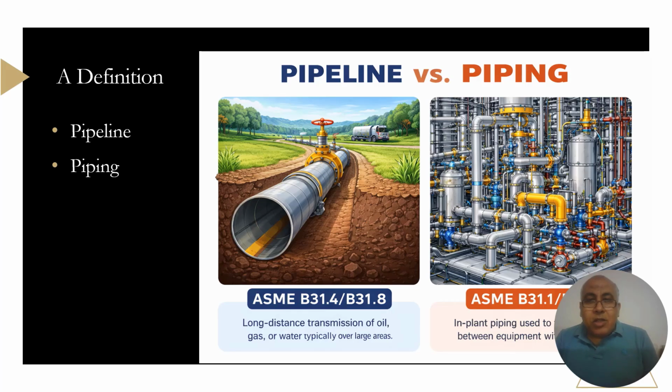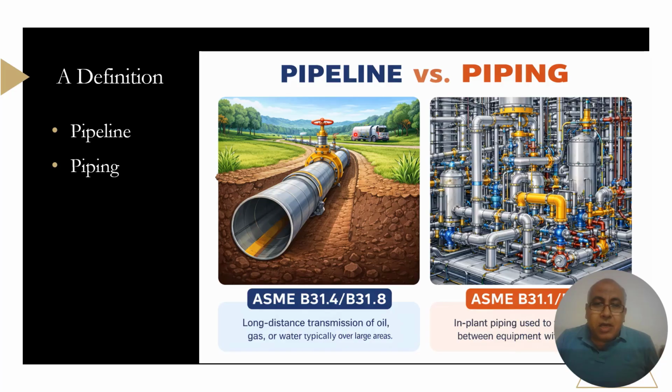Here we need to define two things, the pipeline and the piping. What's the difference between the pipeline and the piping? It is very important because the pipe will be similar for both, but what is the difference between them? In this photo, the piping is inside the plant, connected between the vessels, the pressure vessels, whatever the equipment and so on. Inside the plant, it is piping.